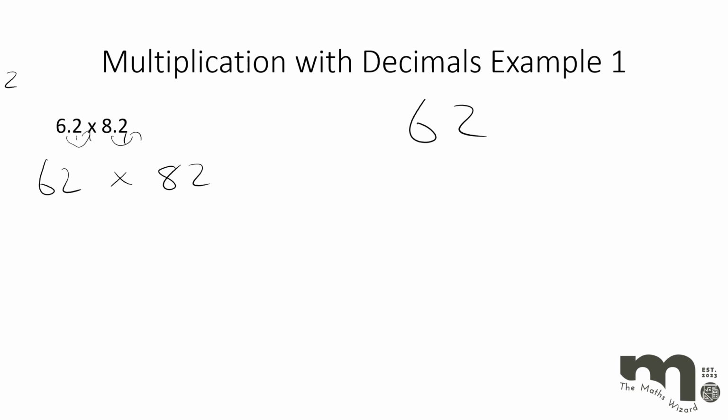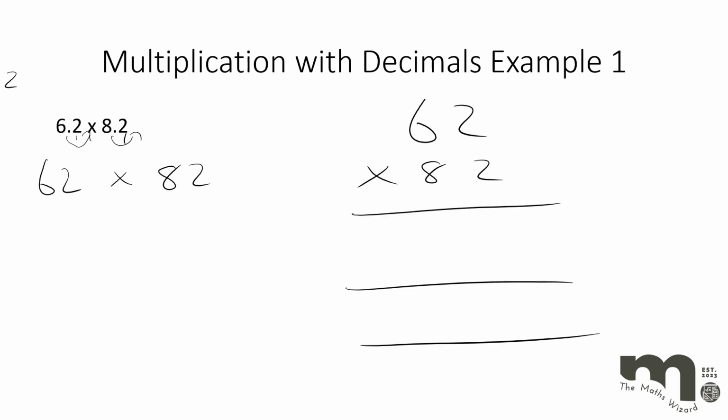So 62 times 82 we write out like this. So we do our units first. 2 times 2, which is 4. 6 times 2, which is 12. So that goes in there. And then we write our 0 here, because we're now going to be dealing with the tens. So 2 times 8 is 16. Carry your 1 across. 6 times 8 is 48. Add on your 1, and you get 49.